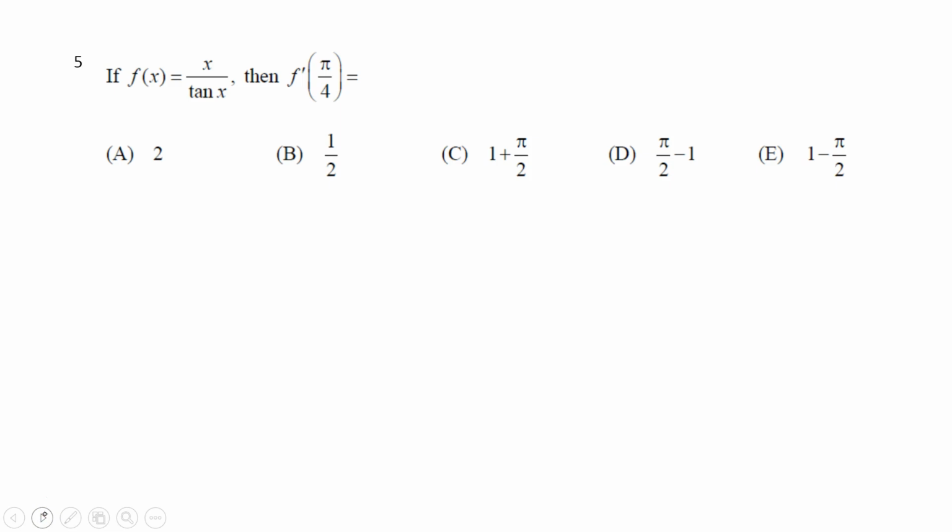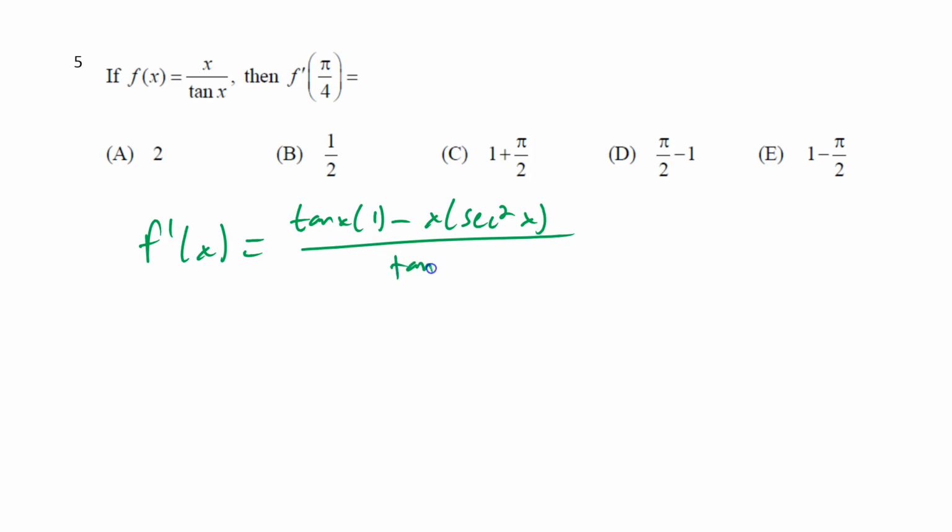All right, if f of x is x over tan x, they want to know f prime of pi over 4. Looks like we have to do some quotient rule. So f prime of x is low d high, tan x times 1, minus high d low, secant squared x, over the square of the low, which is tan squared x. And evaluate that at x equals pi over 4.